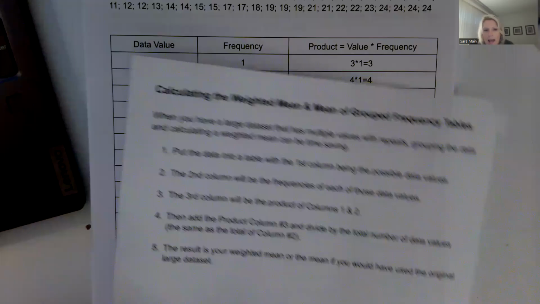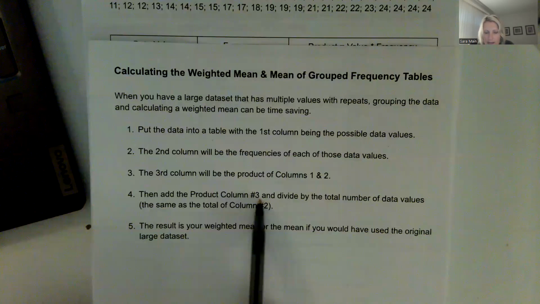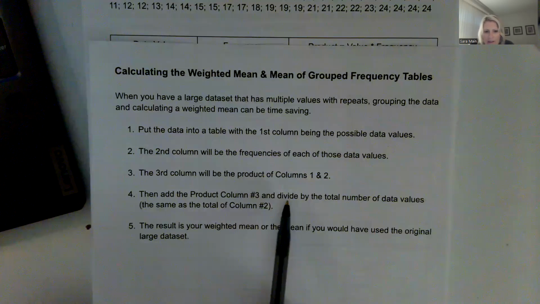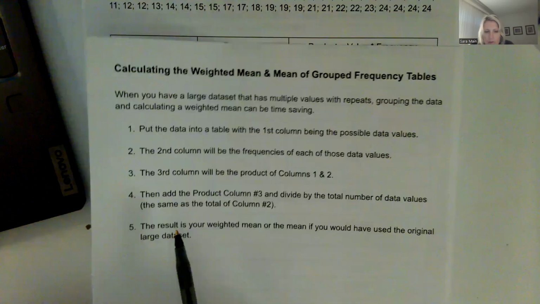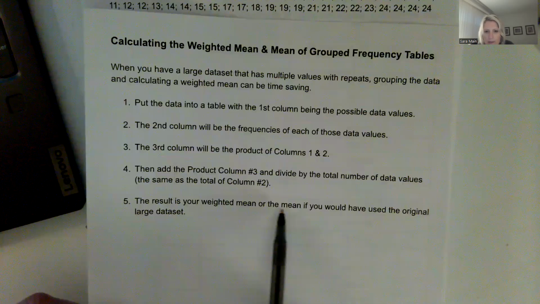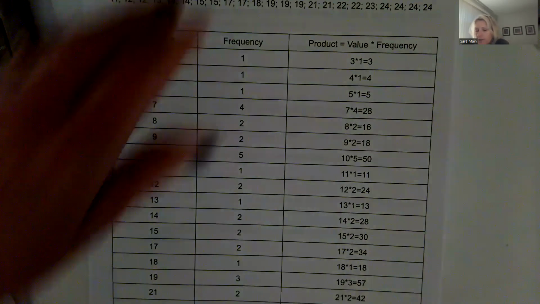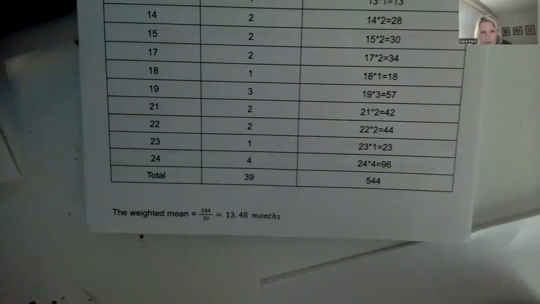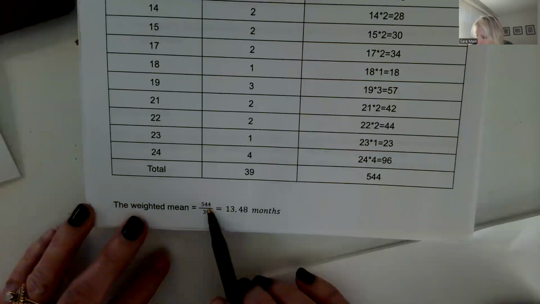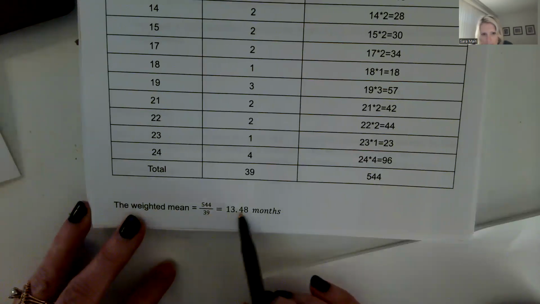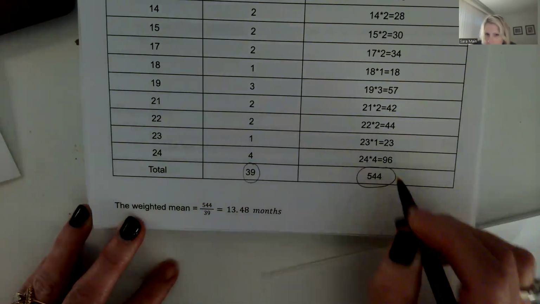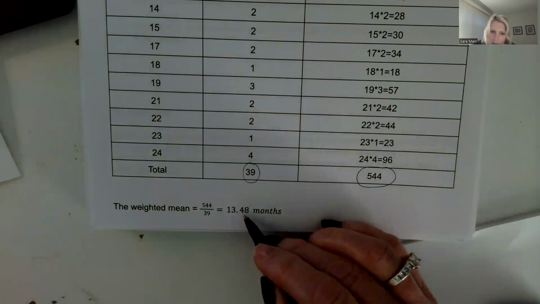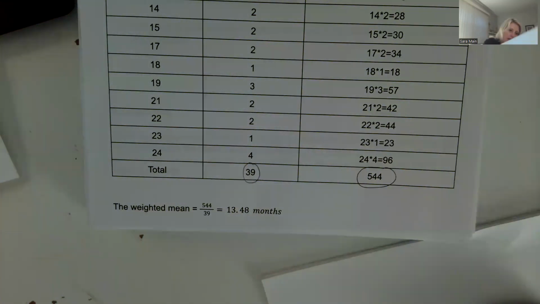Then it says add the product column number 3 and divide by the total number of data values, which is the total number of column 2. The result is your weighted mean, or the mean if you would have used the original large data set. So you can see at the bottom of your page there, the weighted mean is 544 divided by 39 values. We totaled the number of values, and then we totaled up our products here, and it was about 13.48 months.